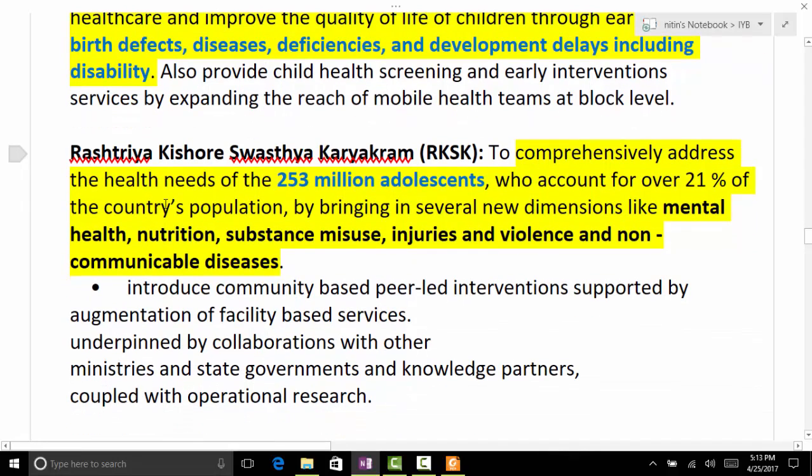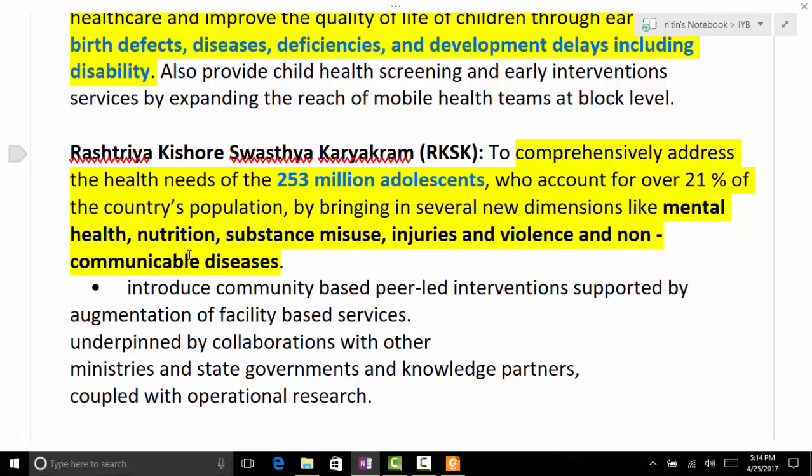Then the Rashtriya Kishore Swasthya Karyakram. Just like Sabla, which we had for adolescent girls, this is for both. Why is it important? You can see how many adolescents we have in India: 253 million adolescents. So remember this data for mains. They come to about 21%. It brings several new dimensions like mental health, nutrition, substance misuse, injuries, violence, and non-communicable disease. Remember all these components. If questions come, they will definitely include these components.